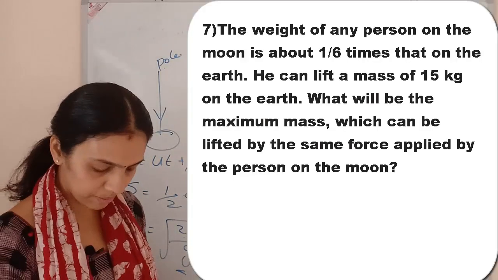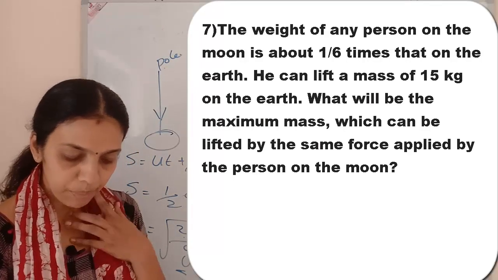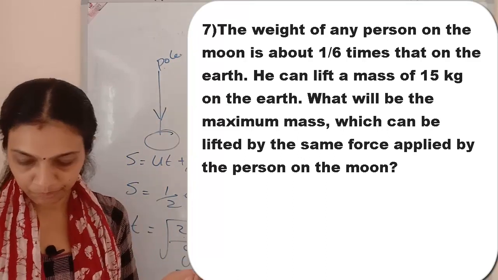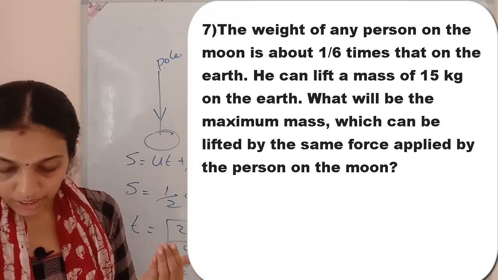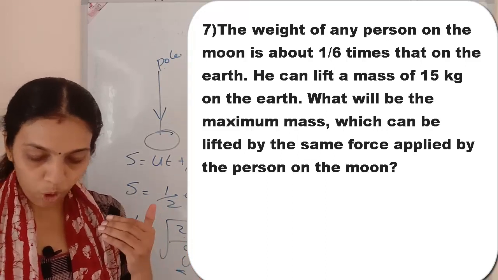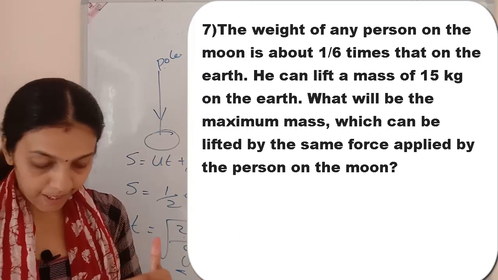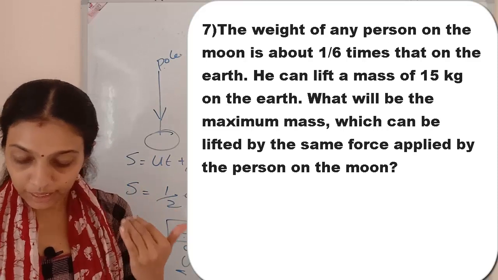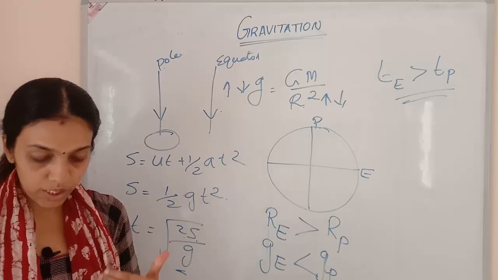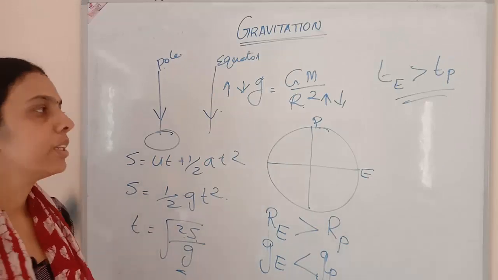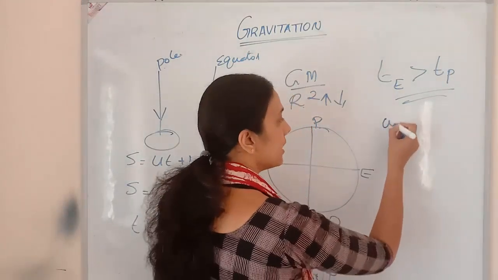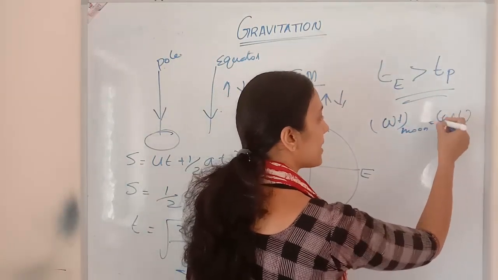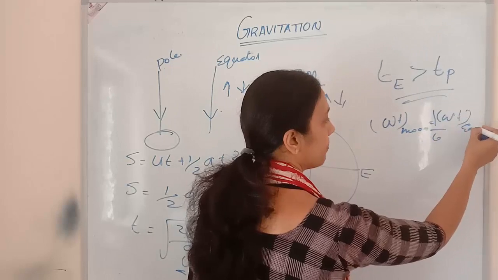The next question is: the weight of any person on the moon is about 1/6 times that on the earth. He can lift a mass of 15 kilogram on the earth. What will be the maximum mass which can be lifted by the same force applied by the person on the moon? See, weight on the moon is equal to 1/6 of weight on earth.